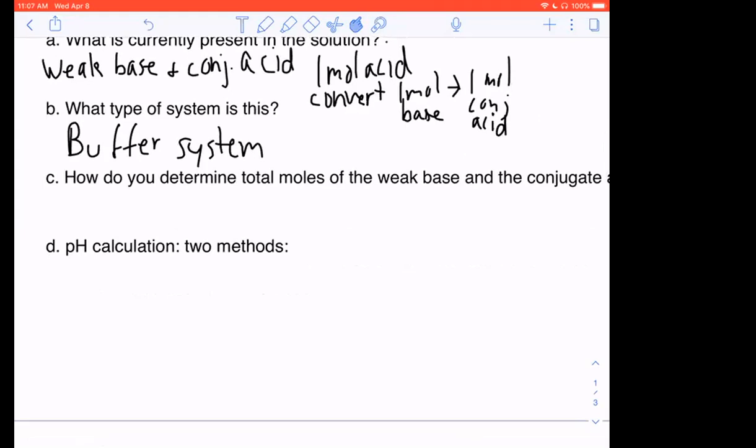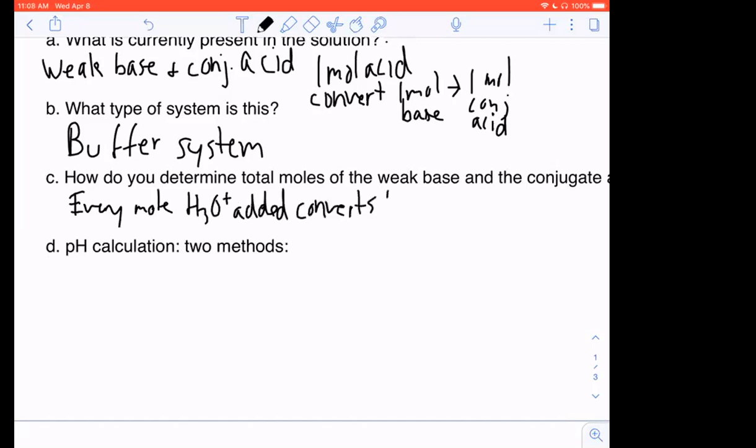How do you determine the moles of weak base and moles of weak acid, or conjugate acid? This is what I wrote up here. Every mole of H3O plus added converts 1 mole of base to acid. So that's just what you have to think about at these points.